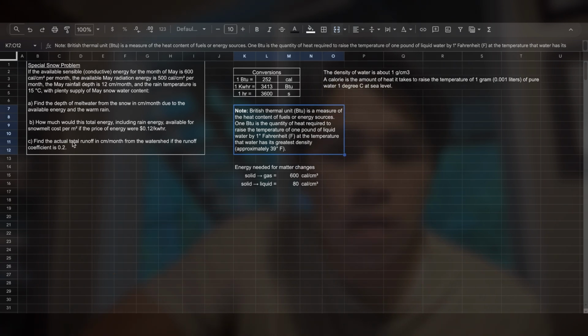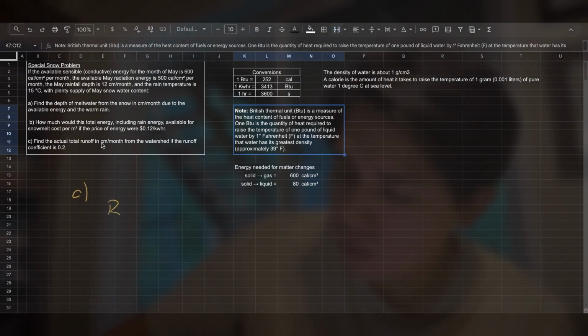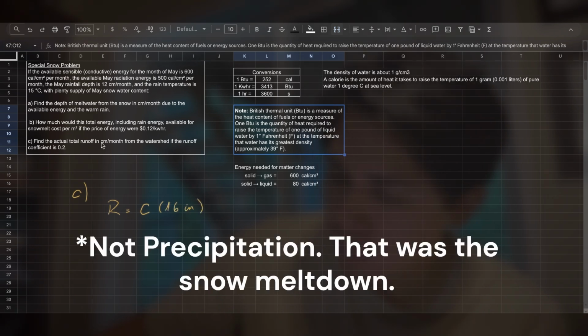Now for part C, we're being asked to find the actual total runoff in centimeters per month from the watershed if the runoff coefficient is 0.2. So we're being asked for the runoff in centimeters, so in depth. In these questions, we need to solve for the runoff. If you remember, we use our coefficient C, and we have the precipitation we solved, which was 16 inches.